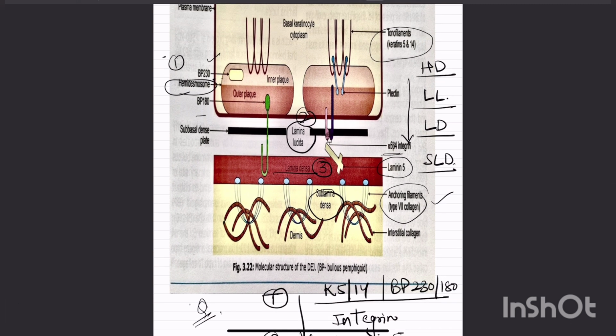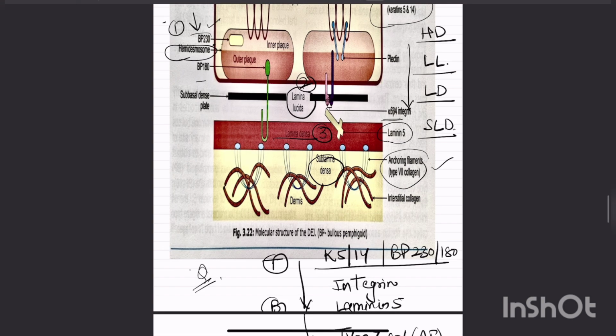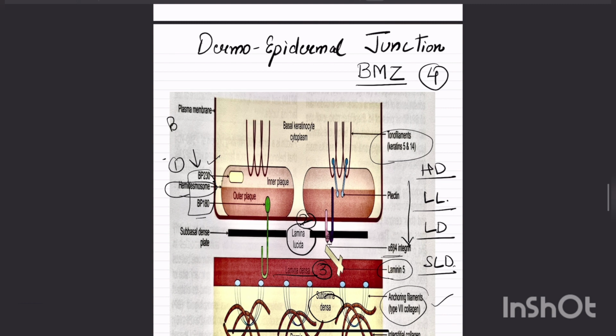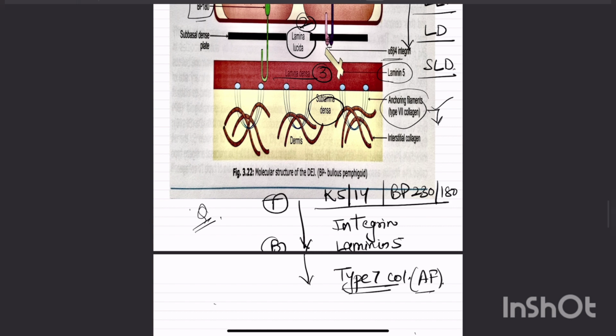So, when these molecular structures are targeted, for example, BP antigen 230 and 180, we see a condition known as bullous pemphigoid, and type 7 collagen is targeted in epidermolysis bullosa acquisita. Another important question.